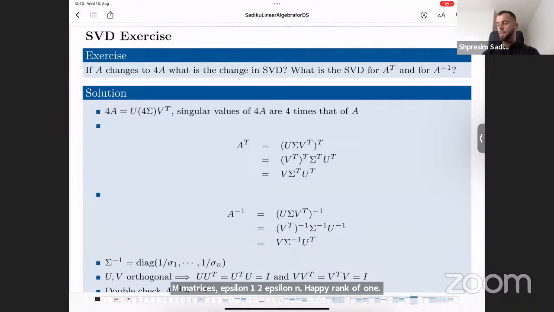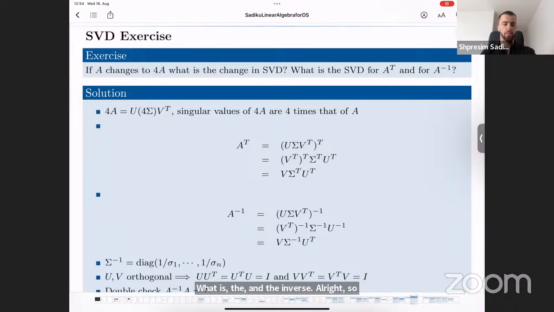Another exercise is that if A changes to 4A. So if we multiply the matrix A by 4, what is the change in the singular value decomposition? We want to know what is the singular value decomposition for A transposed and what is the singular value decomposition for the inverse of A.